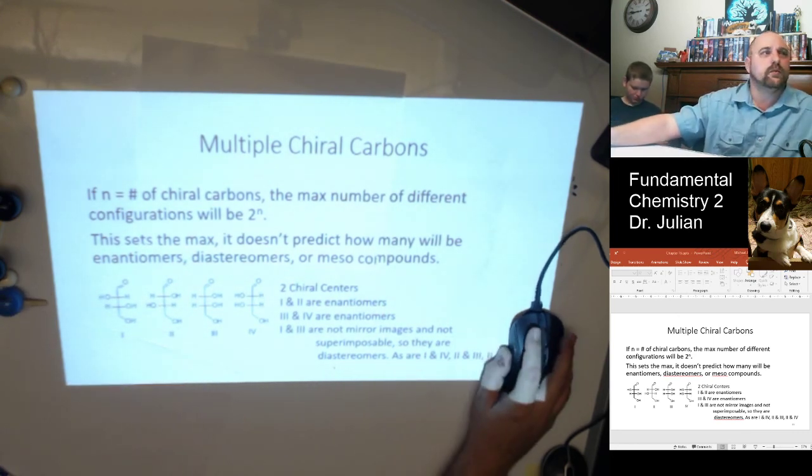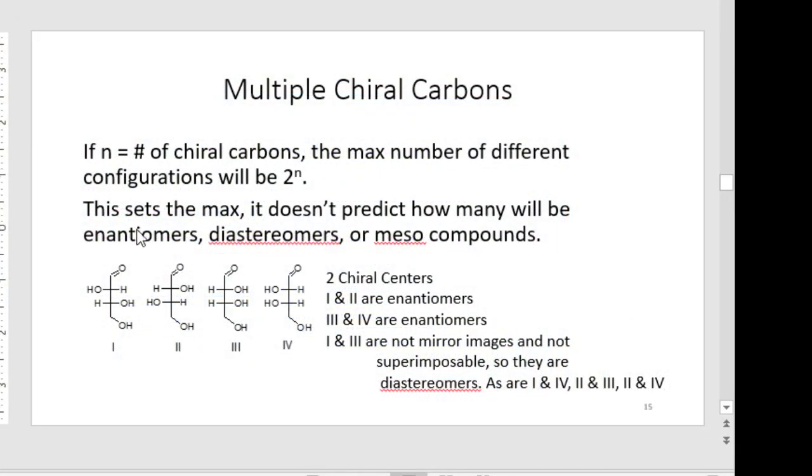So when we're looking at these, I'll give a set of 4 and I'll ask about these, and you need to be able to draw a line between them and see if they're mirror images. So 2 and 3 are not mirror images.